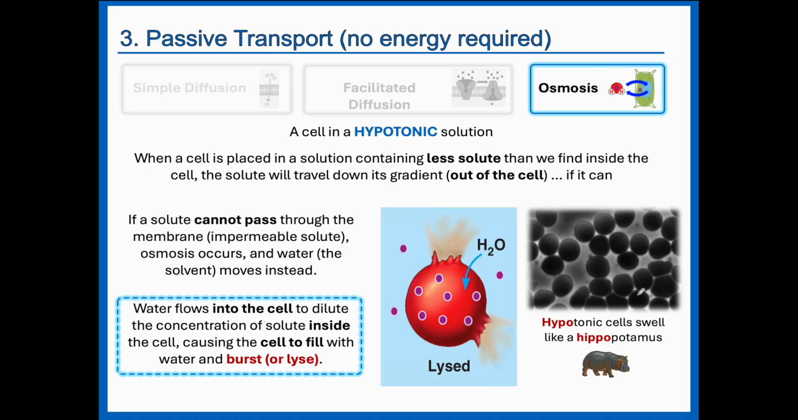Look at these red blood cells. This is a true micrograph of them. Usually red blood cells are disc-shaped, okay, we're going to see a normal one. These are bursting, they're spherical, and they're about to burst, right?